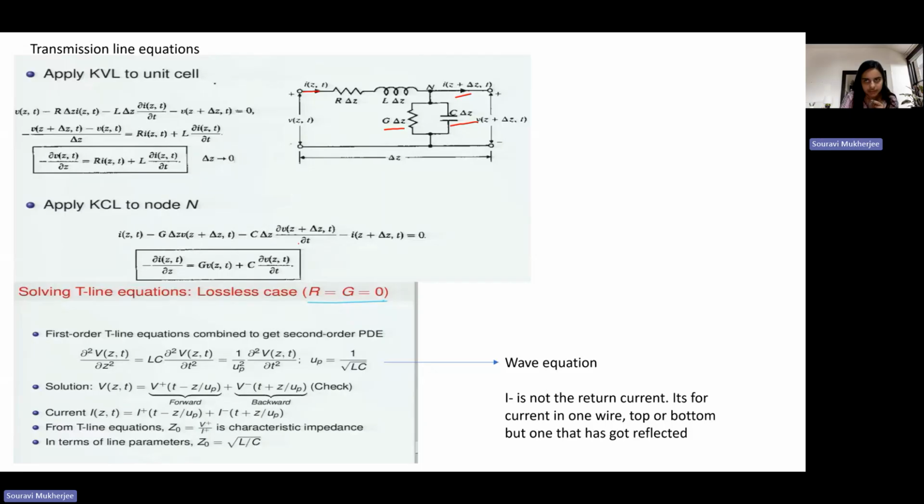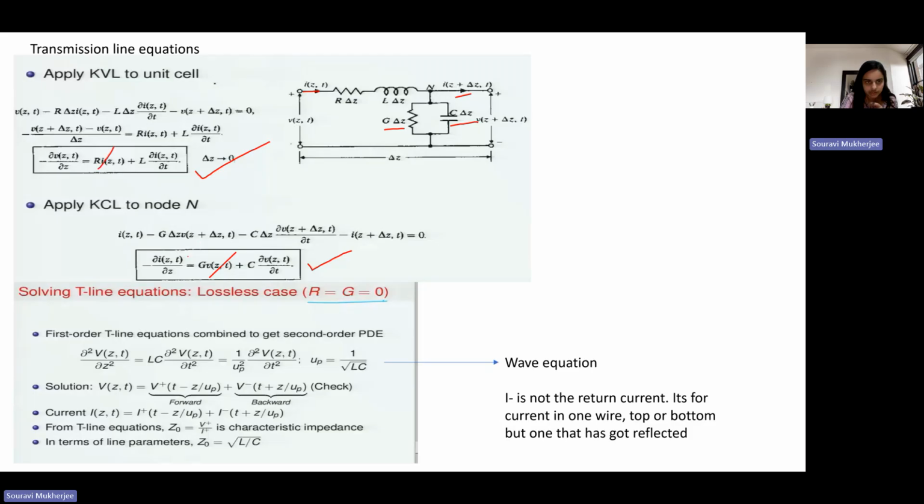And then again, if you just take the limit of delta Z tending to zero, you can get this differential equation. So these are the two differential equations that come out of the Kirchhoff's laws for the unit cell. Okay. So now let us look at a simplified case where you can consider R and G to go to zero. So if R and G go to zero, what happens? These terms go away, right? These terms go away, these terms go away.